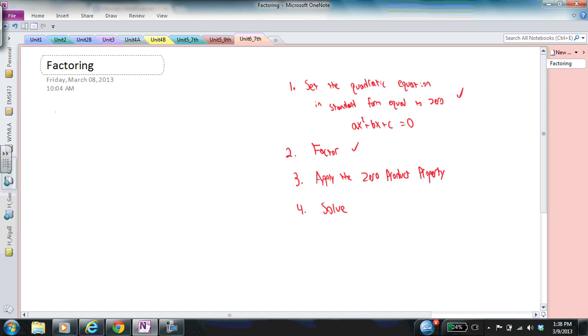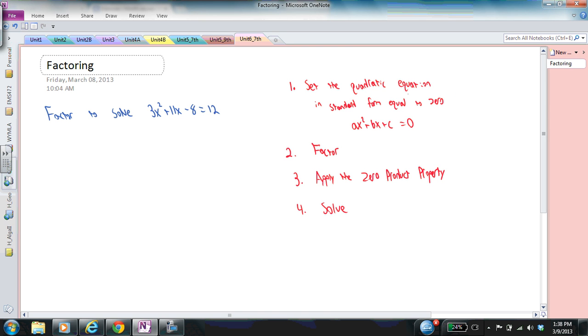So let's say our instructions are now factor to solve 3x squared plus 11x minus 8 equals 12. Now again, we haven't done any of the steps yet.